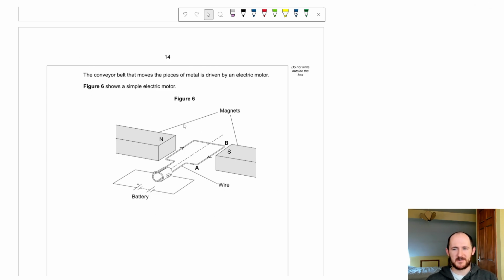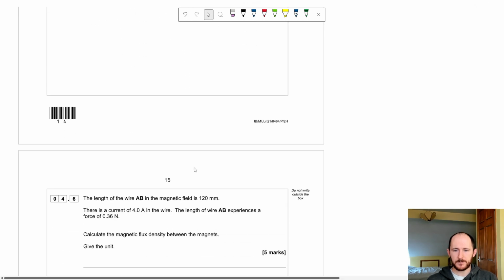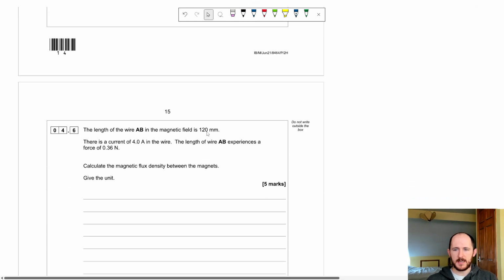Here we are, the motor effect, or the generator effect, depending on how you want to look at it. People hate this. People really, really hate this. But the conveyor belt that moves the pieces of metal is driven by an electric motor, which looks exactly like this, where you have an alternating current going through this, which spins the wire, because it's in a magnetic field. The length of the wire AB is 120 millimeters, so I like to label that L. Don't forget we want to change that to meters, so that would be 12 centimeters or 0.12 meters.